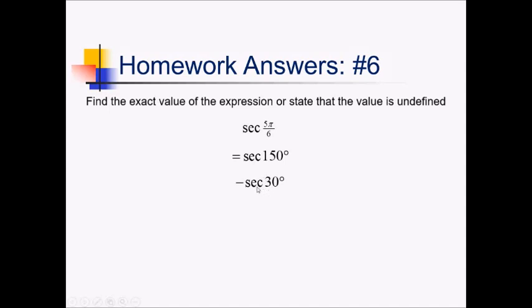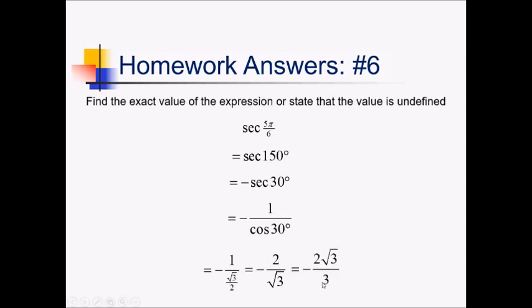Next, this is really 1 over cosine of 30 degrees with a negative out in front. And the cosine of 30 degrees, that's radical 3 over 2. So this is negative 1 over root 3 over 2. Reciprocal of this is going to be negative 2 over radical 3. And if we multiply by root 3 on the top and the bottom to get that radical out of the denominator, we end up with negative 2 root 3 over 3.